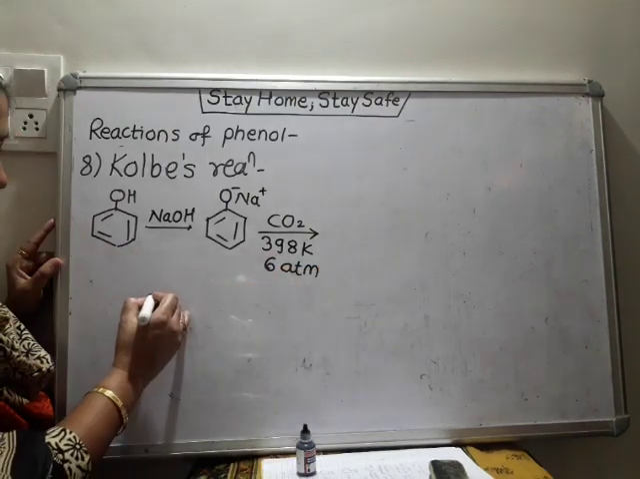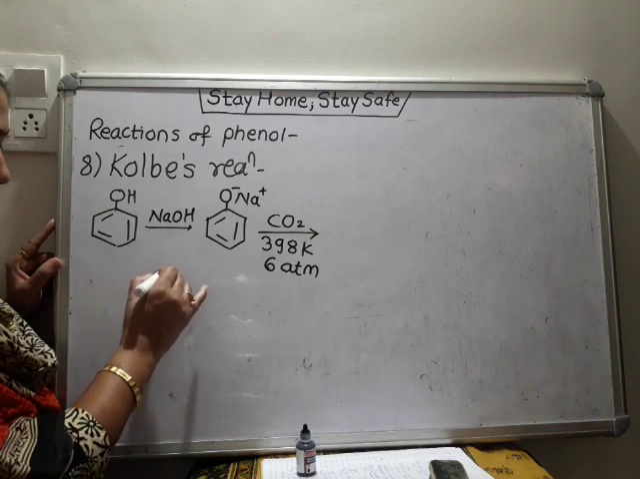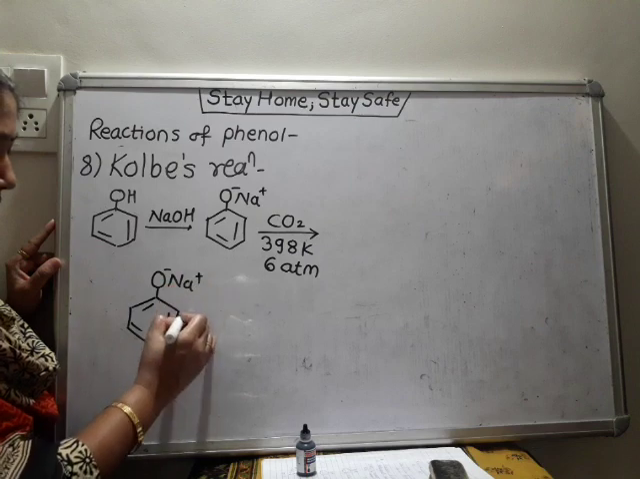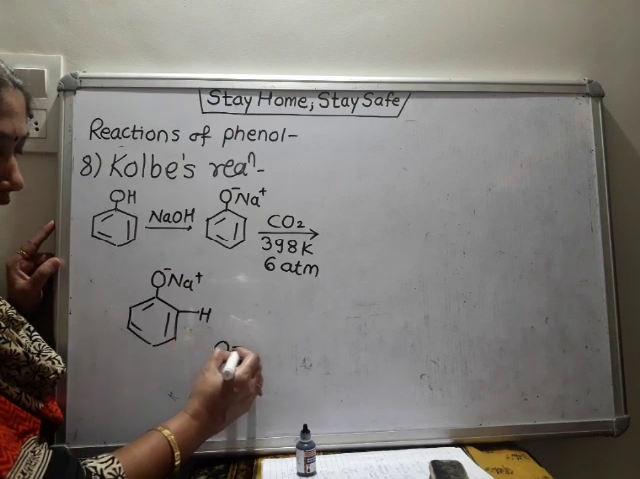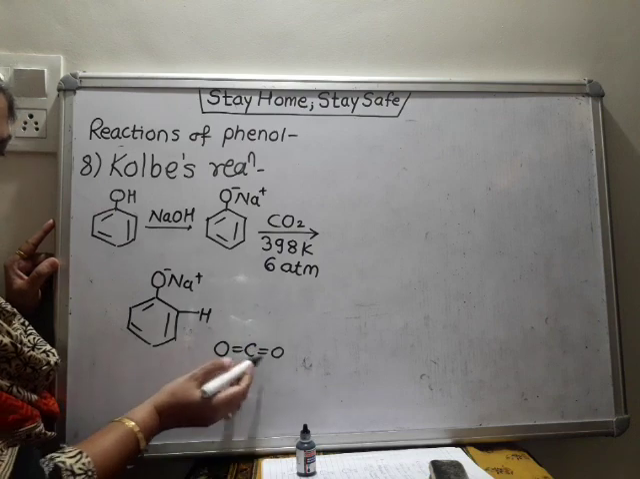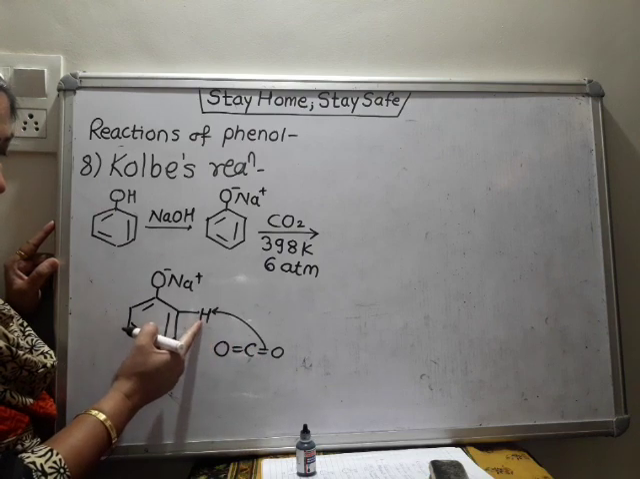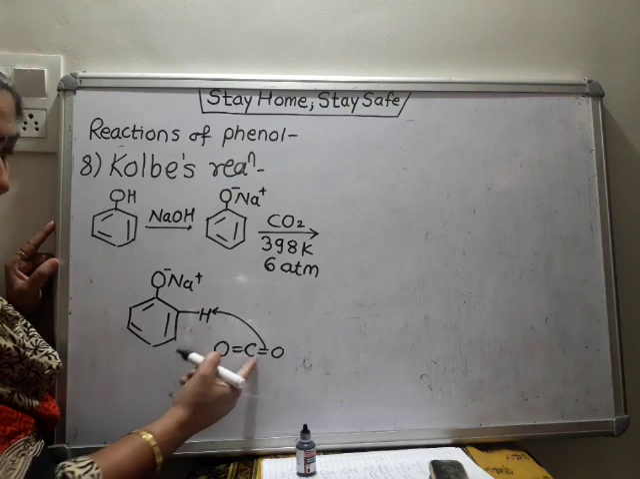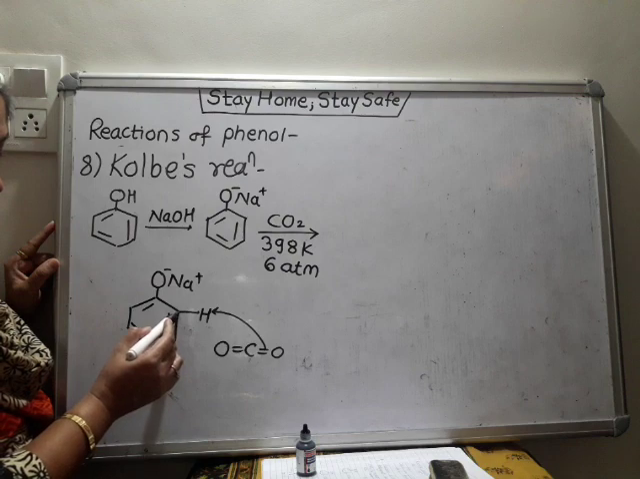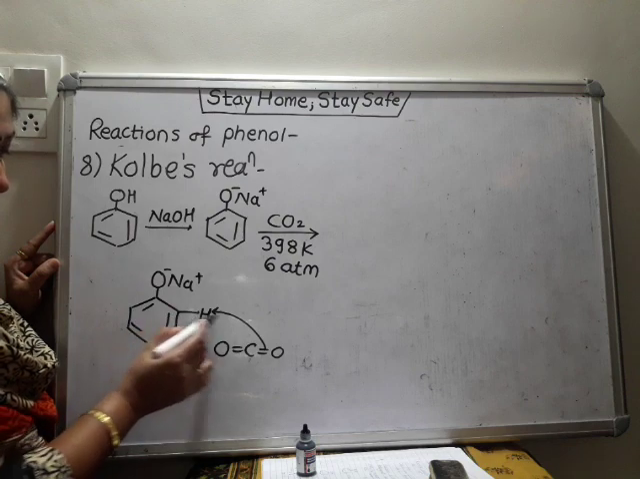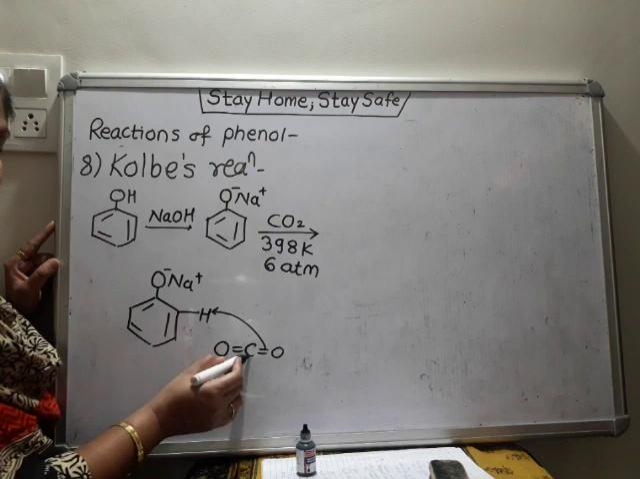So what happens in this reaction? See, here this is sodium phenoxide, O minus Na plus. Again that CO2 goes to the ortho position. CO2 is linear, we all know. So this bond breaks, this oxygen gives a lone pair to this hydrogen, which means this double bond will break and it is converted into an OH group. So one valency of this carbon becomes free because this H goes to this oxygen. So this carbon is attached to this carbon.